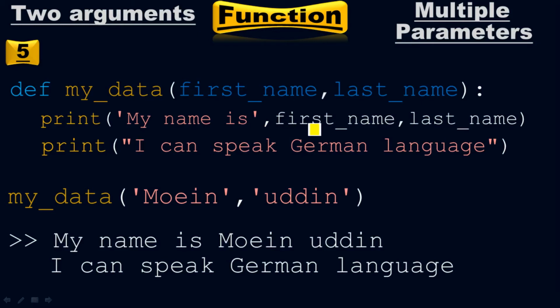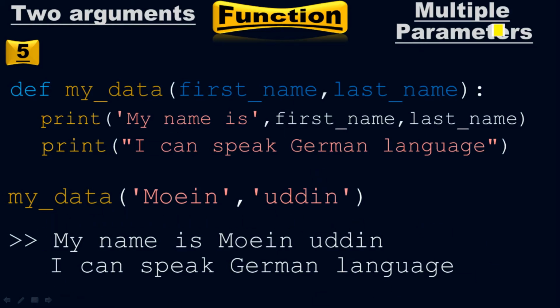We know that the information for the first name is Moein. So you will have Moein, and for the last name, Udin. Therefore you will have my name is Moinuddin. And then the other print function, I can speak German language. So these two lines, these two expressions, will be the output of this program.